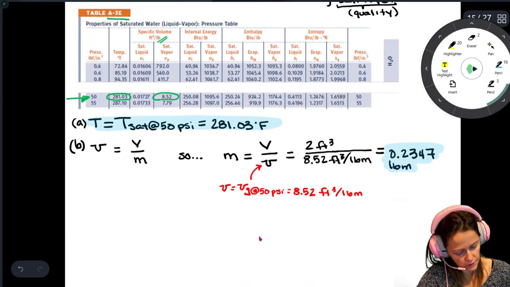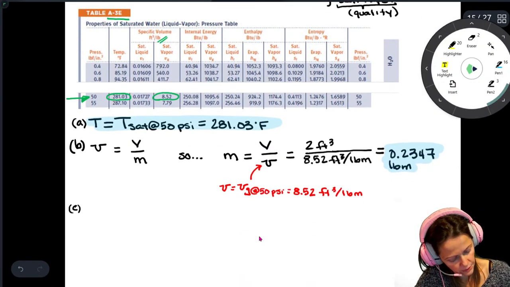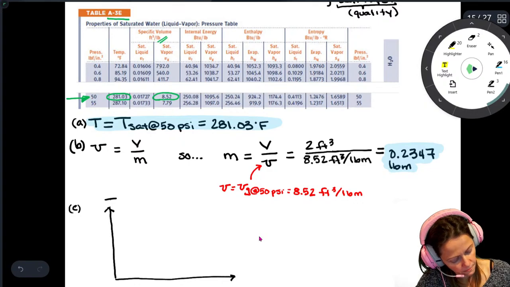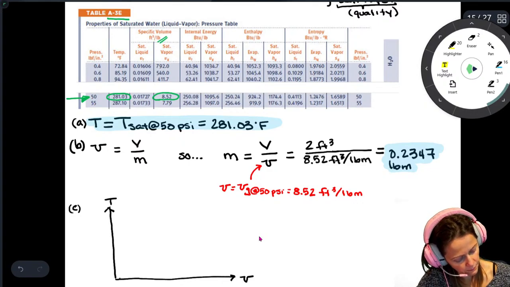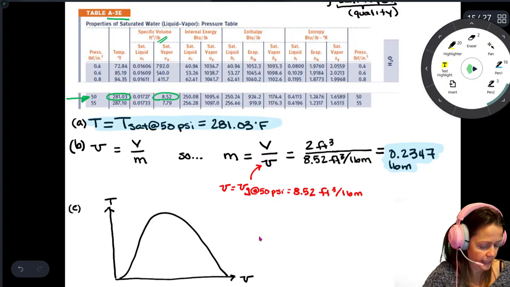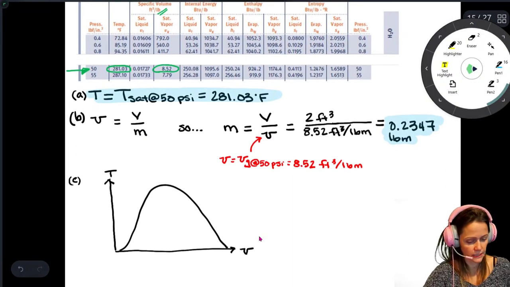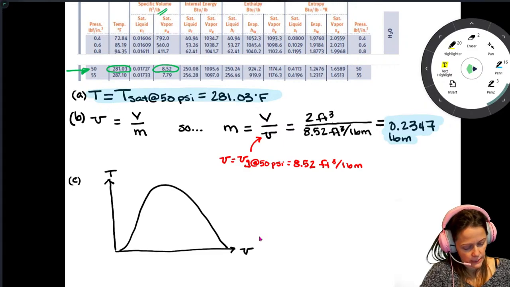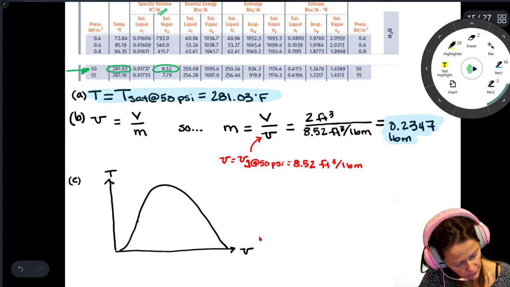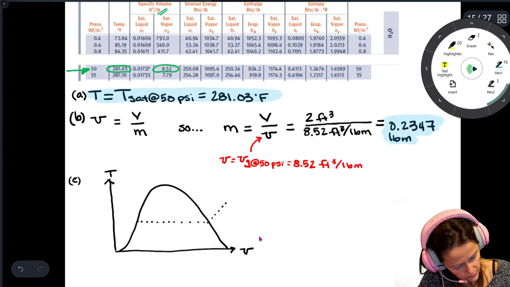And then finally, part C is asking me to draw things on a TV diagram. So there we go. I guess I could draw a line of constant pressure, but it doesn't really matter that much. I'm going to draw it anyway, just for completeness. There's my line of constant pressure.